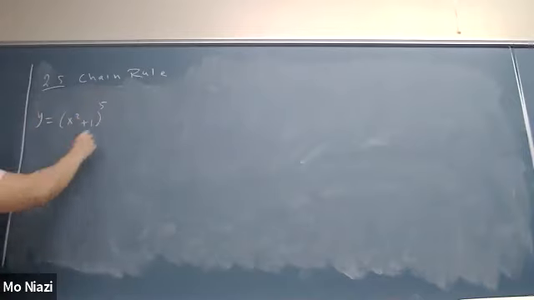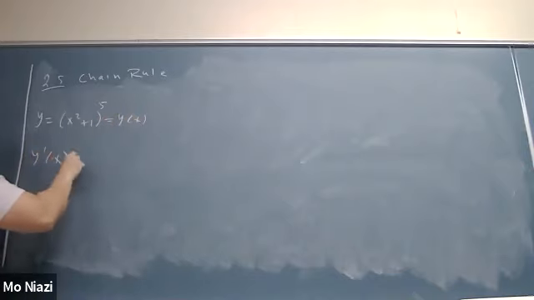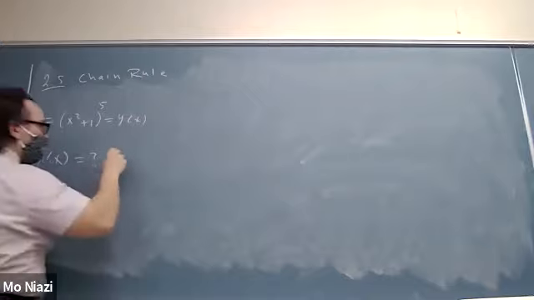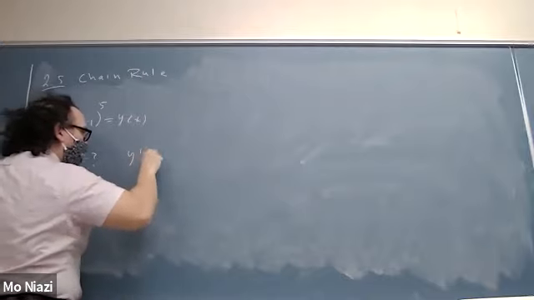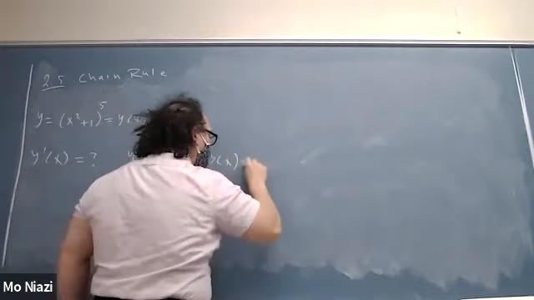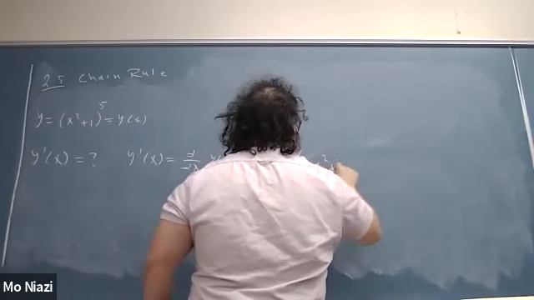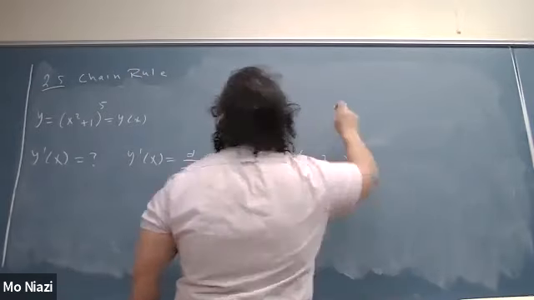This is y of x. I mean, what is y prime of x? Well, y prime of x, by definition, is d/dx of y of x. And that's d/dx of (x squared plus 1) raised to the 5th power.